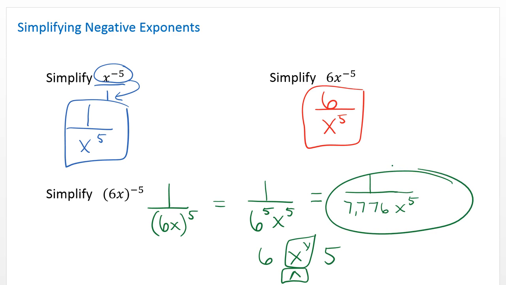So that would be completely simplified. This is almost better because you don't have to deal with that large number, but I would imagine more than likely they want you to completely simplify by typing in 6 to the 5th in your calculator. Again, that's 7,776, and then the x to the 5th remains.